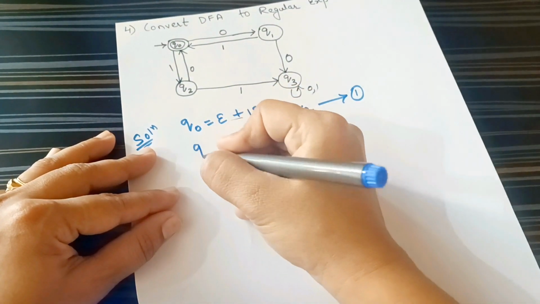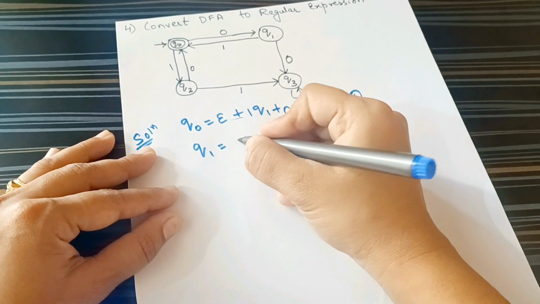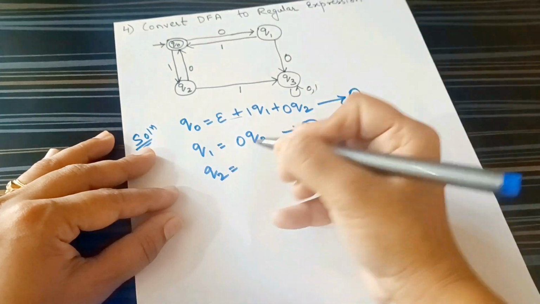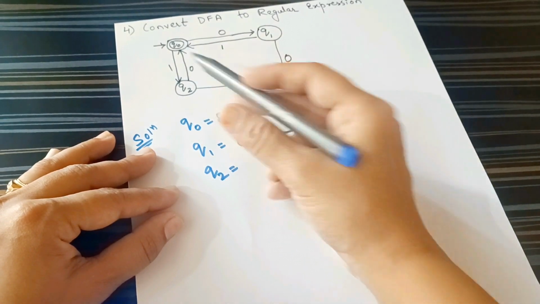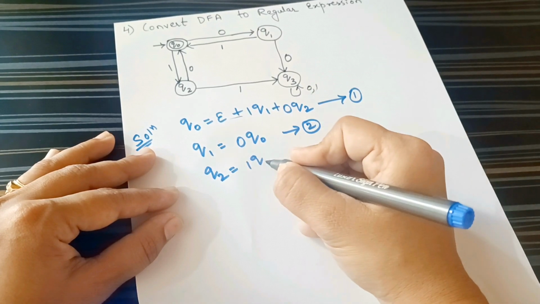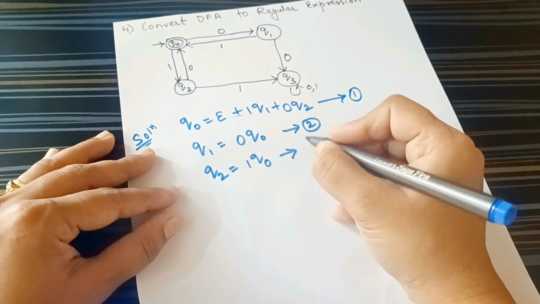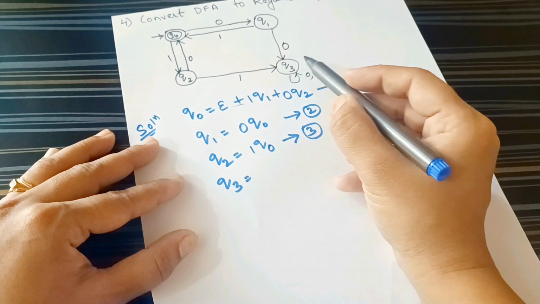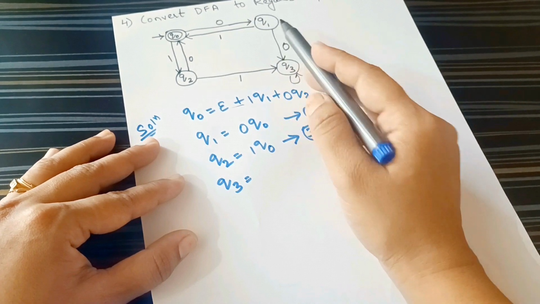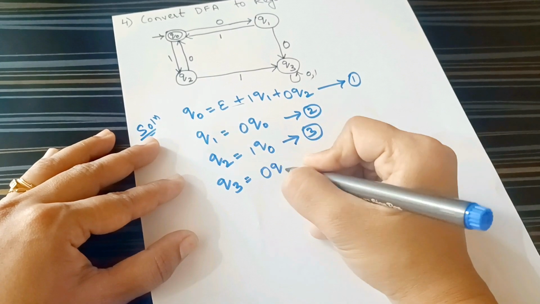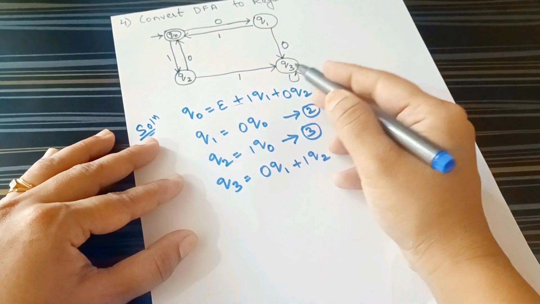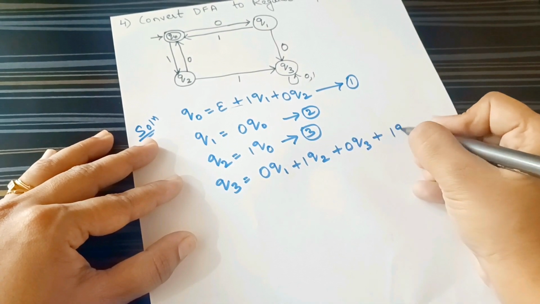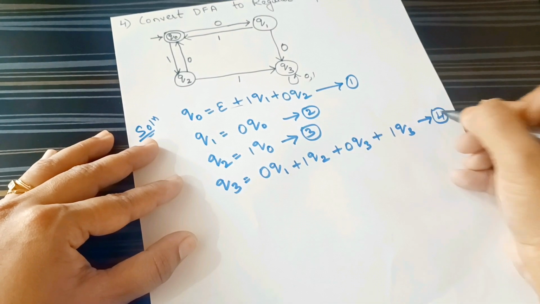Next for Q1 we have only one incoming state, from Q0 on 0, so 0 into Q0. So this is equation 2. Next for Q2 we have only one incoming state, that is 1 from Q0, so 1 into Q0. So this is your equation 3. Next the Q3 equation, which has incoming states from Q1 and Q2, so we'll say 0 into Q1 plus 1 into Q2, and it also has 0 and 1 for itself, so we'll get 0 into Q3 plus 1 into Q3. This is equation 4.